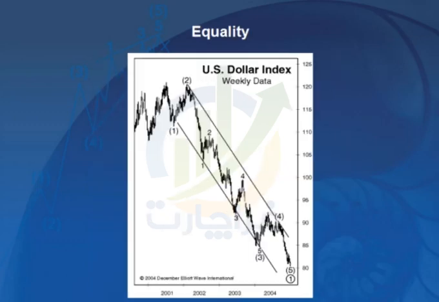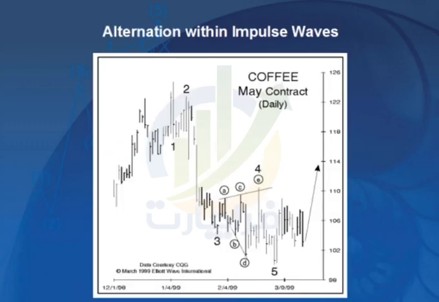We talked about various guidelines. Equality. Out of waves 1, 3, and 5, 2 of the motive waves tend toward equality. With alternation, if wave 2 is sharp, then wave 4 is sideways, and vice versa for impulse waves.